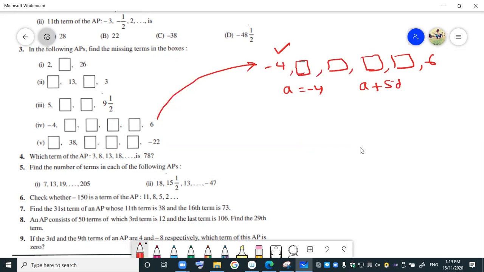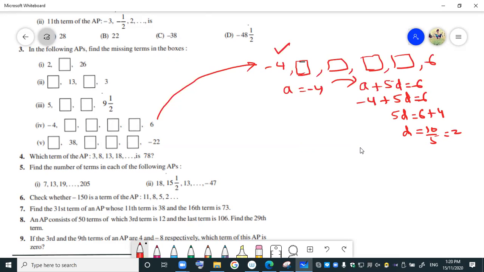So a plus 5d is equal to 6. Then substitute the value of a to get d. Once you get the value of a and d, you can find any term. So 5d will be equal to 6 plus 4, that is 10, and d is equal to 10 divided by 5, that is equal to 2. Now by adding 2, we can find all the terms.